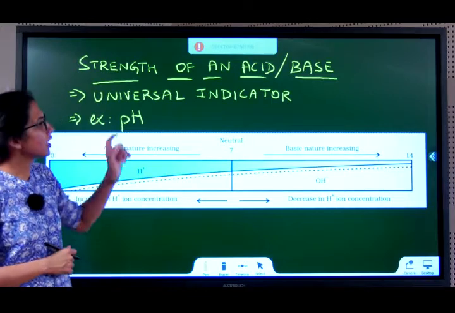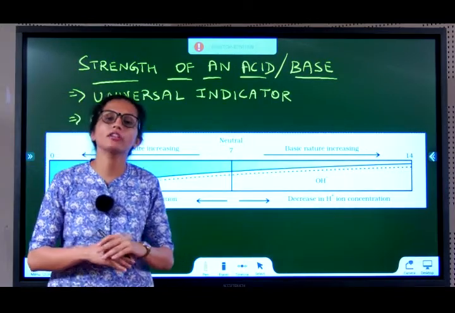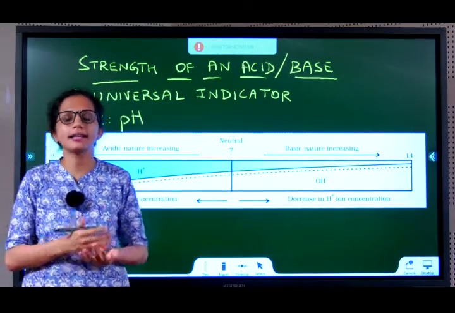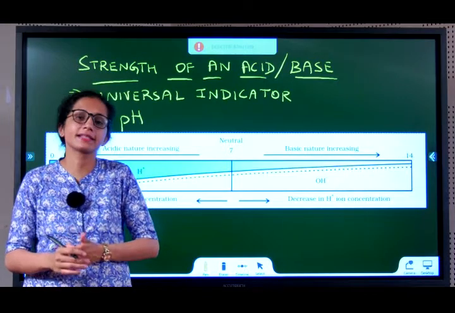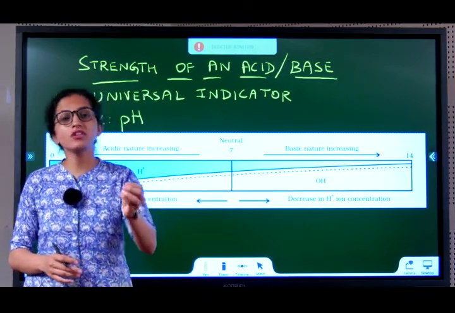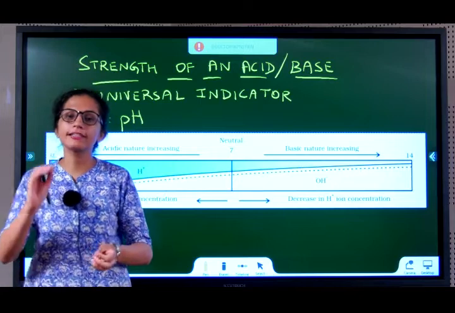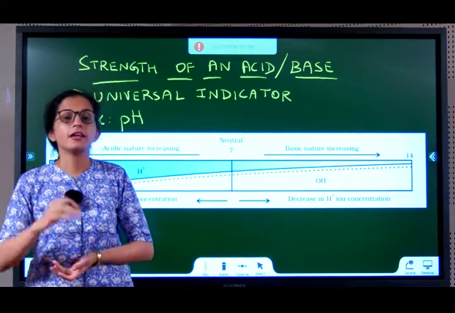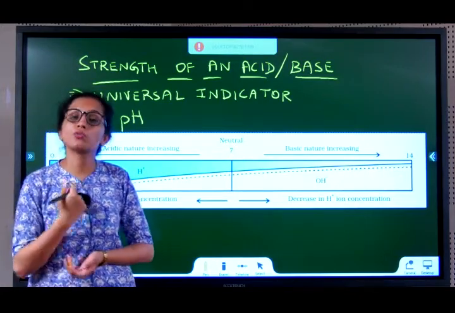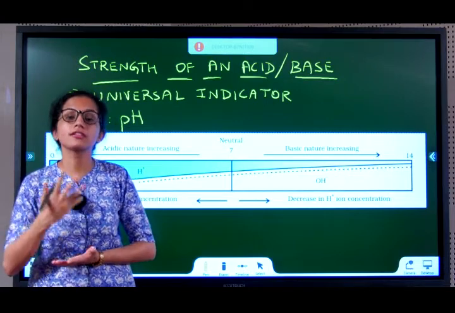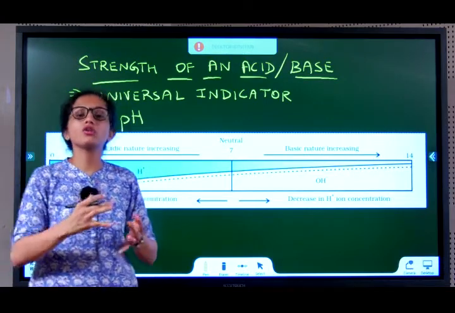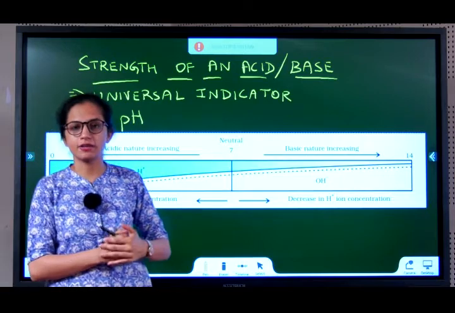Next topic, strength of an acid or a base. It is important for us to know how strong is an acid and how weak is an acid. Same with bases. For example, the vinegar you use at home for your Chinese cooking is a weak acetic acid. The acid you used to wash washroom, sulfuric acid, is a strong acid. So how do we know what is the strength of the acid or a base?